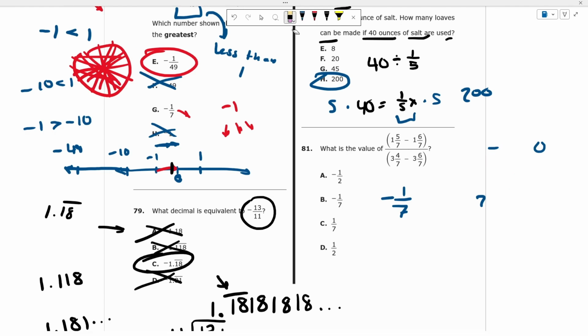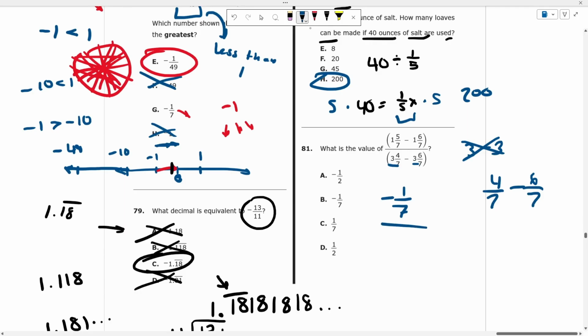Next, what's happening in the denominator is that we have 3 and 4/7 minus 3 and 6/7. So the two 3's, the two whole numbers, cancel each other out, and I'm left with 4/7 minus 6/7. The only reason I'm doing it like this is because I have common denominators everywhere. Everything is out of 7. So 4/7 minus 6/7 is actually going to equal negative 2/7. So my denominator is equal to negative 2/7.